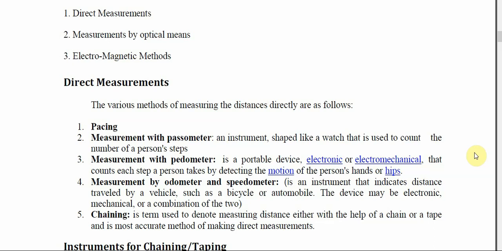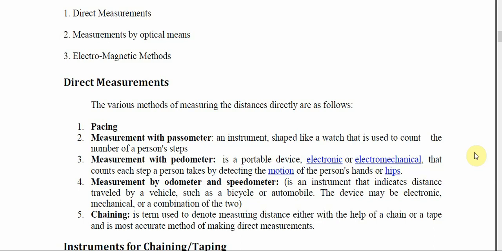The last is chaining. Chaining is a term used to denote measuring distance with the help of a chain or tape, and is the most accurate method of making direct measurements. When you go to a tailor, the measurements are taken with a tape by the tailor. So that is one example of direct measurement by a tape or a chain.